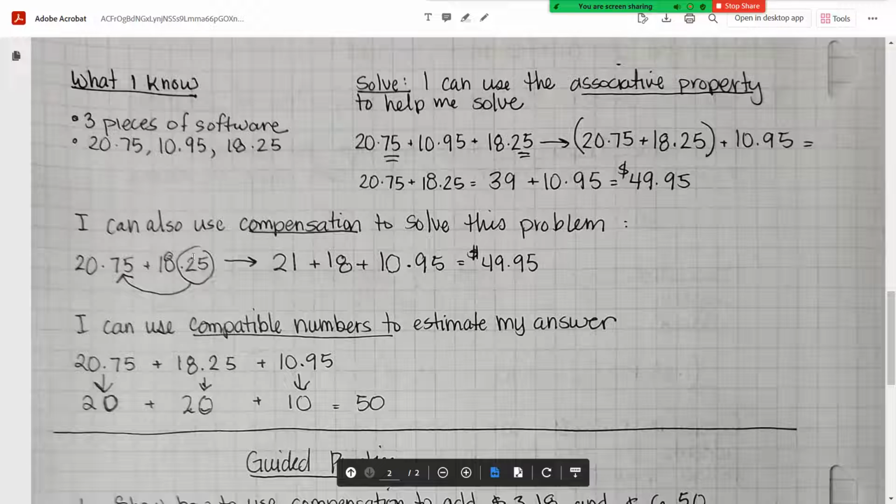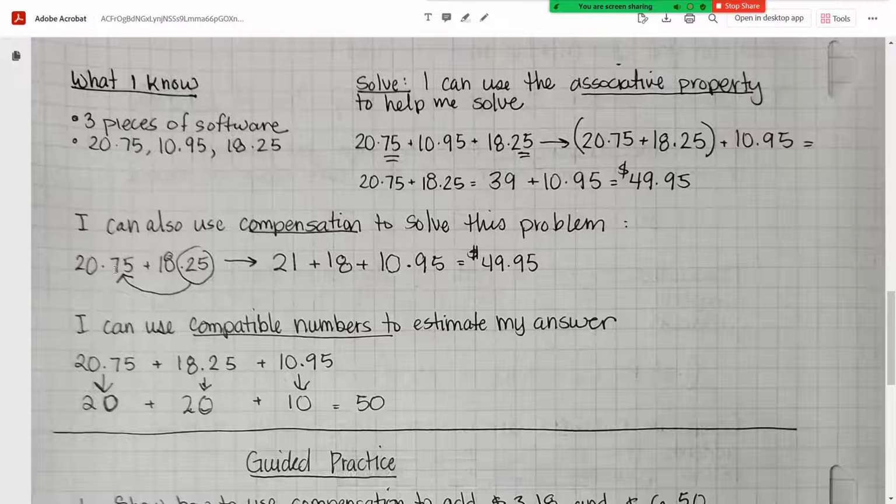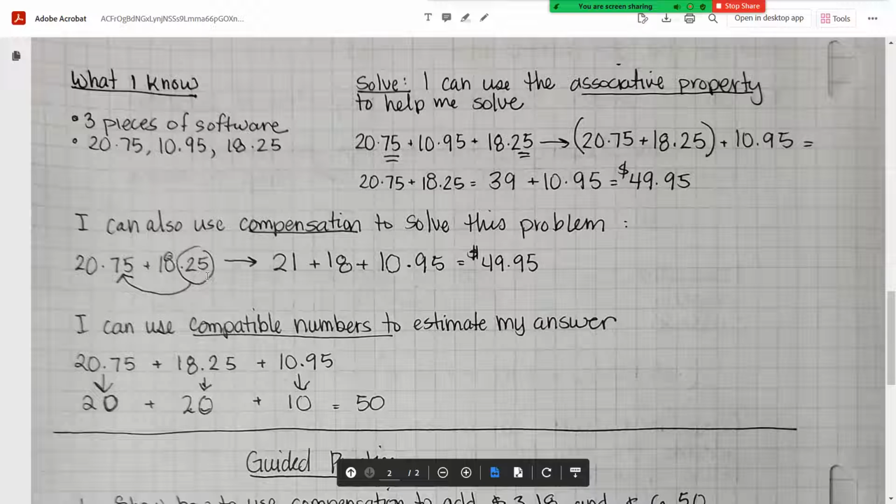I can move that 25 cents from the $18.25 and add it directly into the $20.75. So now I'm not putting in anything extra. This is part of my original numbers. I'm just regrouping it. So if I take that 25 cents and add it to the 75 cents here, it's going to make a whole dollar. So this is going to become $21 plus $18 plus $10.95, which again will give you $49.95.